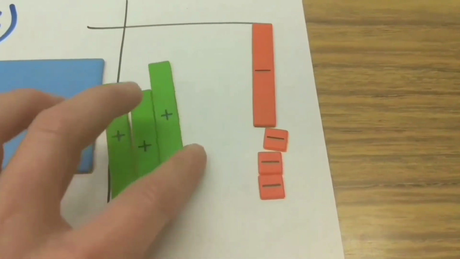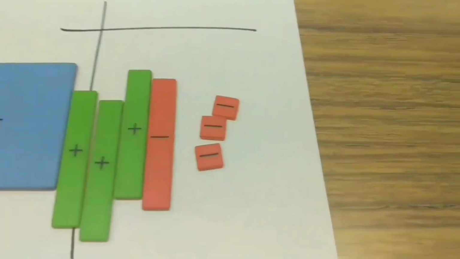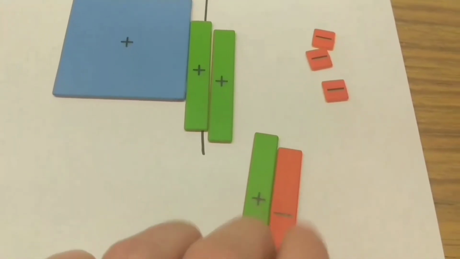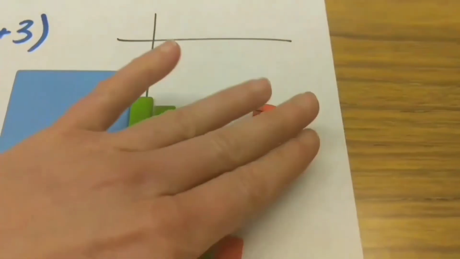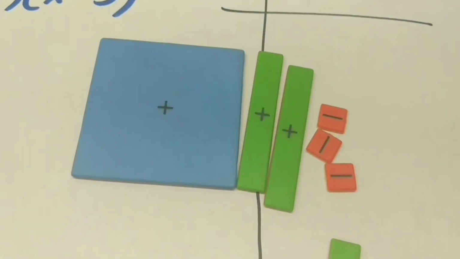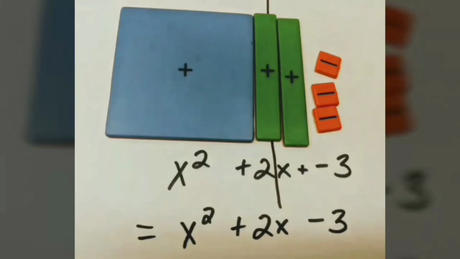Now what happens when you put a positive and a negative together? They cancel each other out. And x's are no exception. A positive x and a negative x are going to cancel. So those we can move off to the side, and our final answer is x squared plus 2x plus negative 3. And then plus negative 3 is, of course, the same as minus 3, so we could rewrite that if we wanted to.